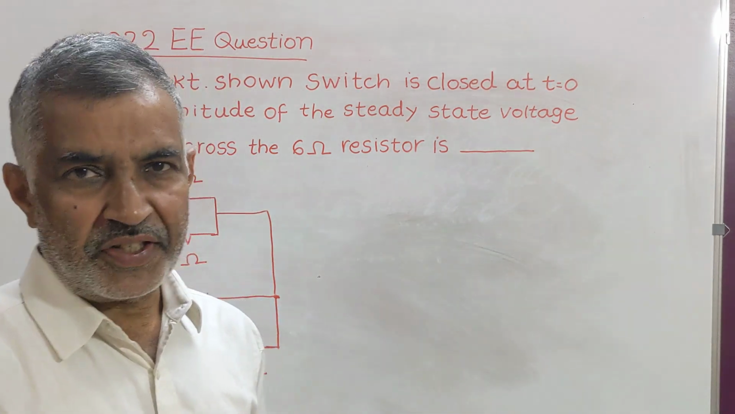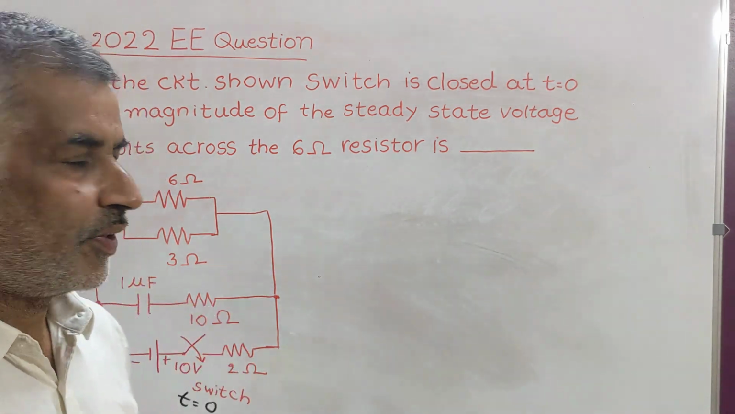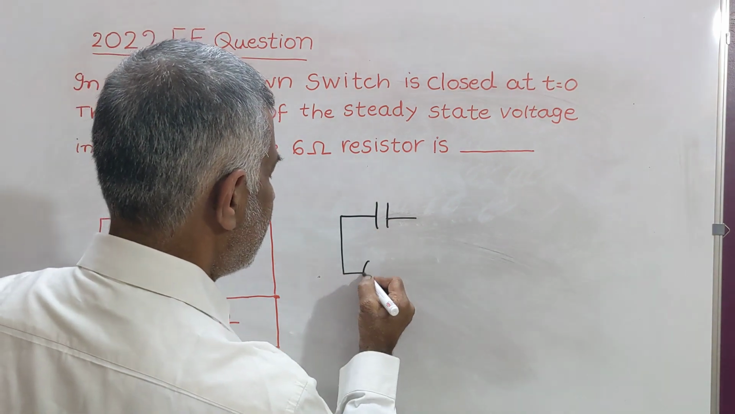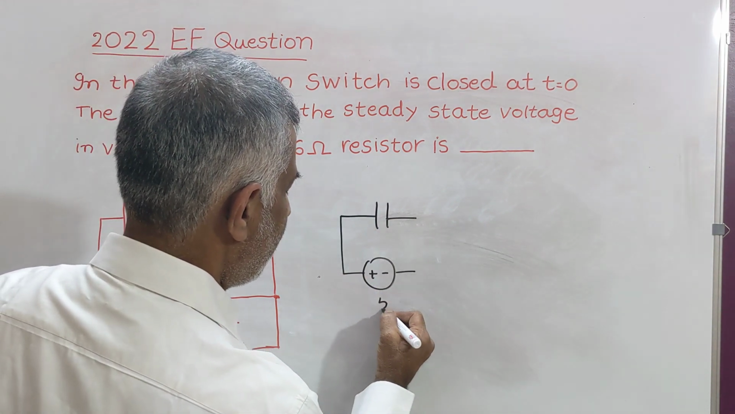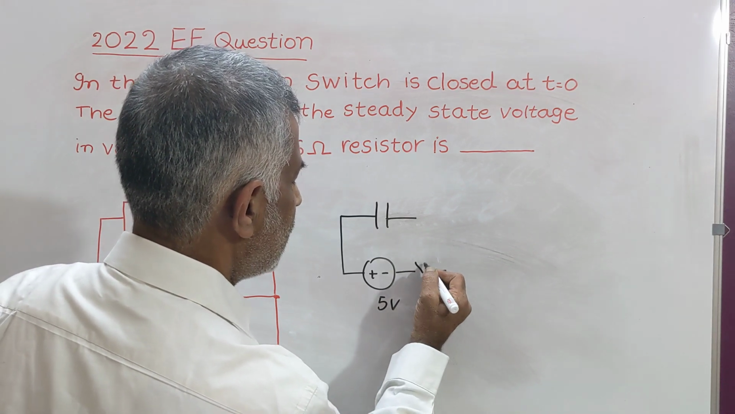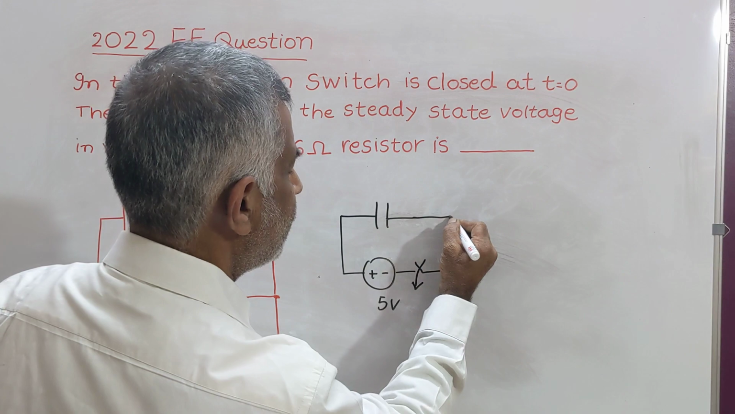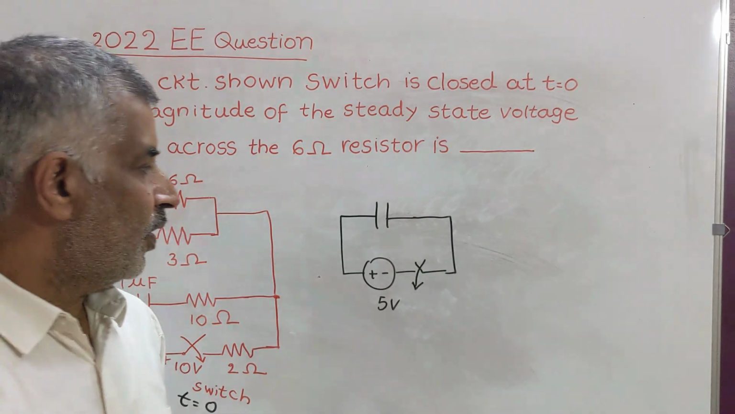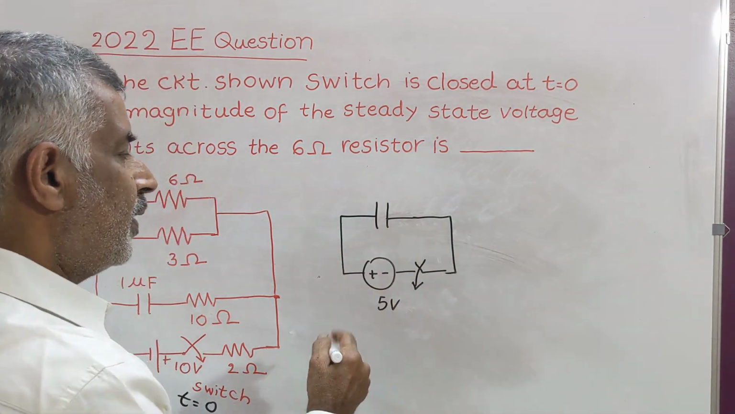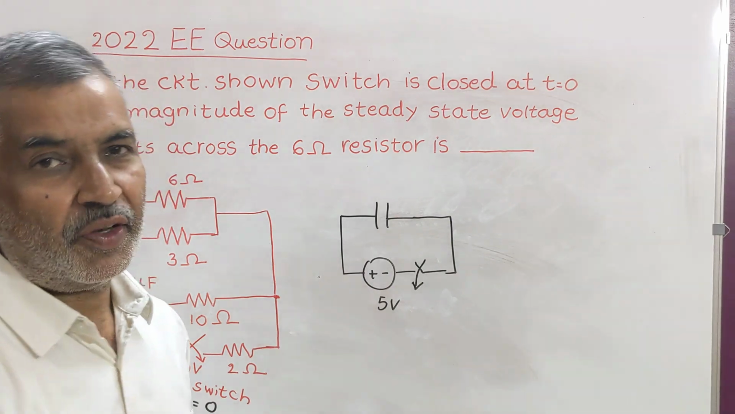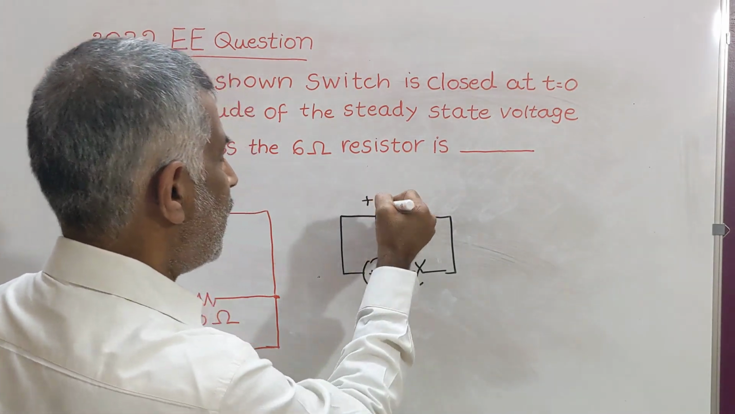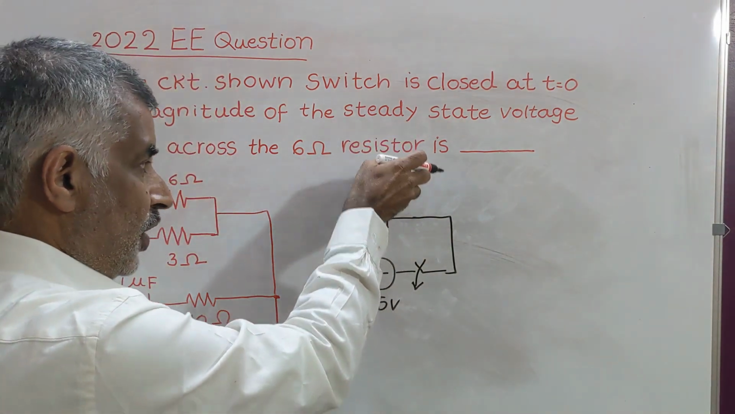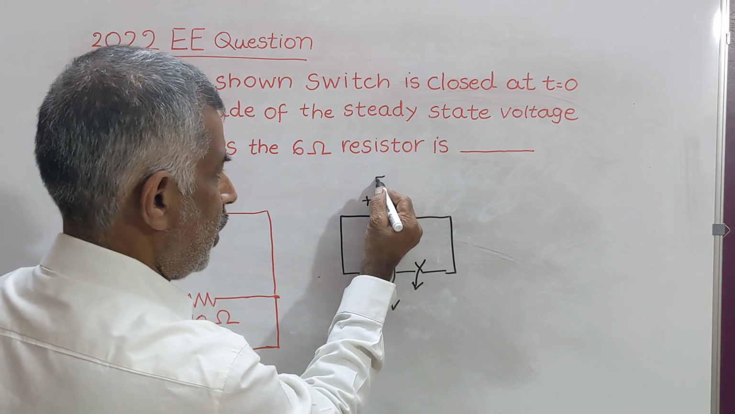Now you should know one basic, that is the charging of a capacitor. For example, take a capacitor, a source and a switch. Don't bother about the value of this capacitor. As soon as the switch is closed, immediately this capacitor is charged to 5 volts. That means a deposition of positive charges on this plate, and negative charges on this plate. So it is immediately charged to 5 volts.